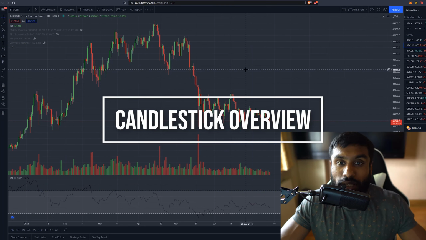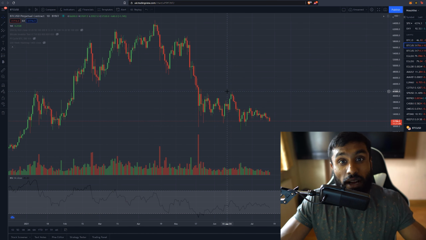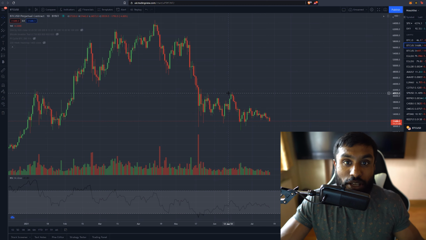What I'm going to start off by doing is giving you an overview of the candlesticks, because a lot of people, especially when they start out, look at the trend lines. And in my personal opinion, the trend line is not amazing to use because there's very little information, especially when you compare it to candlesticks.